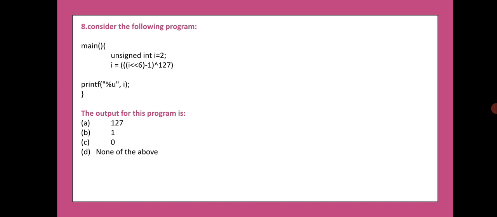So 2 power 6 is 64, and we have minus 1. That means it will become 127. The caret is the XOR operator, 127. Anything XORed with itself is 0. Similarly, 127 XOR with 127 will become 0. Hence, the answer should be C, 0.